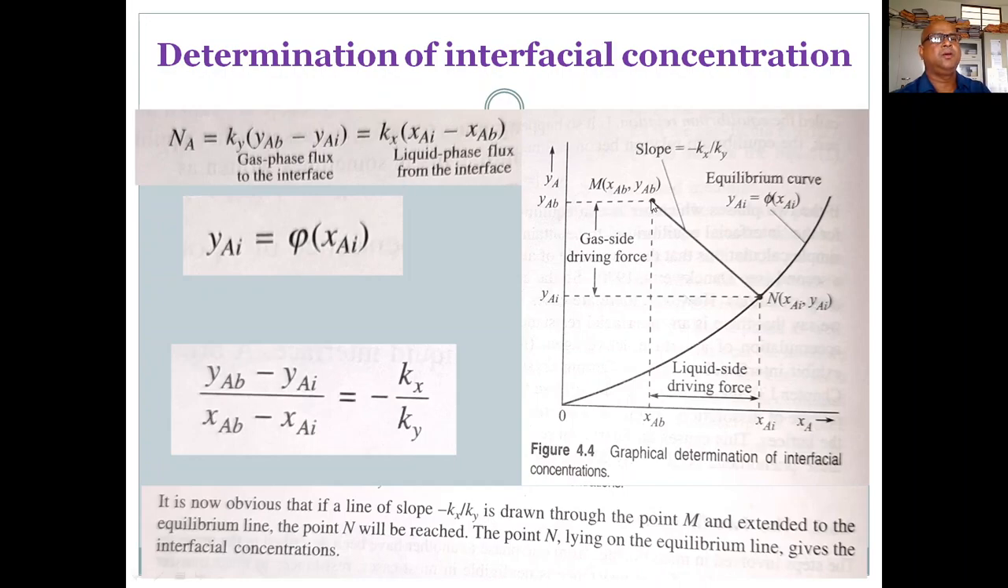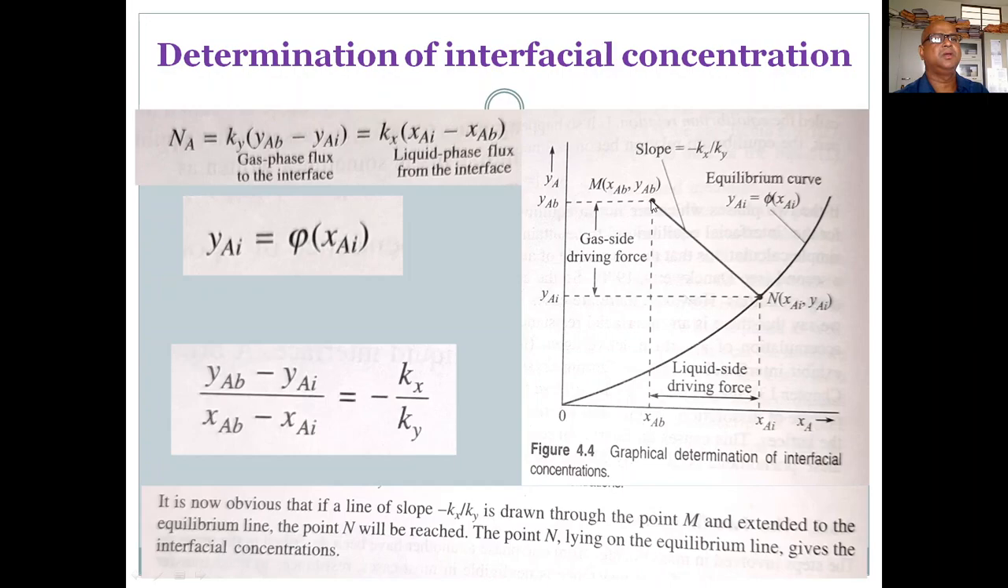So that YAB, that concentration will be this, and XAB will be low. Okay, so what is the bulk concentration of gas phase and what is the bulk concentration at the liquid phase, that is known to me. So this M point is known to me.